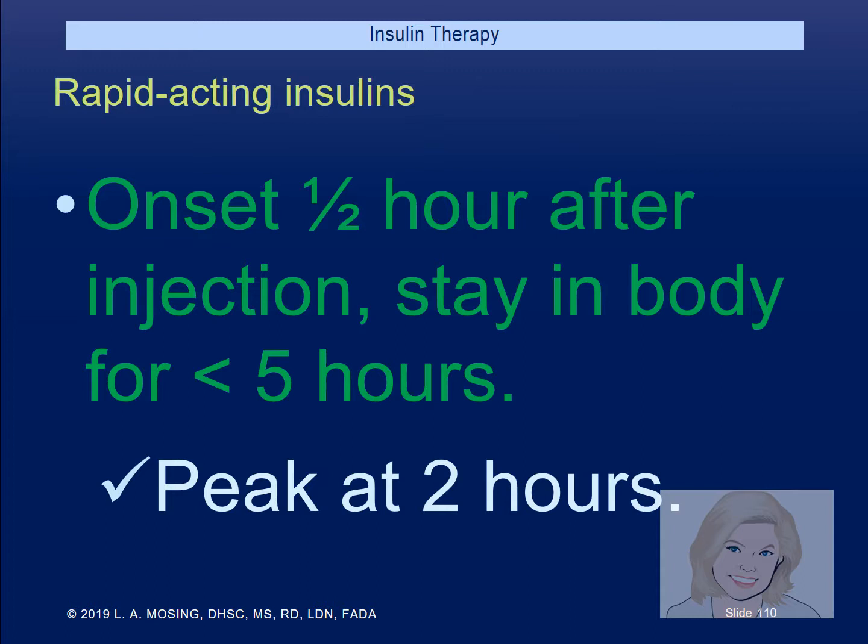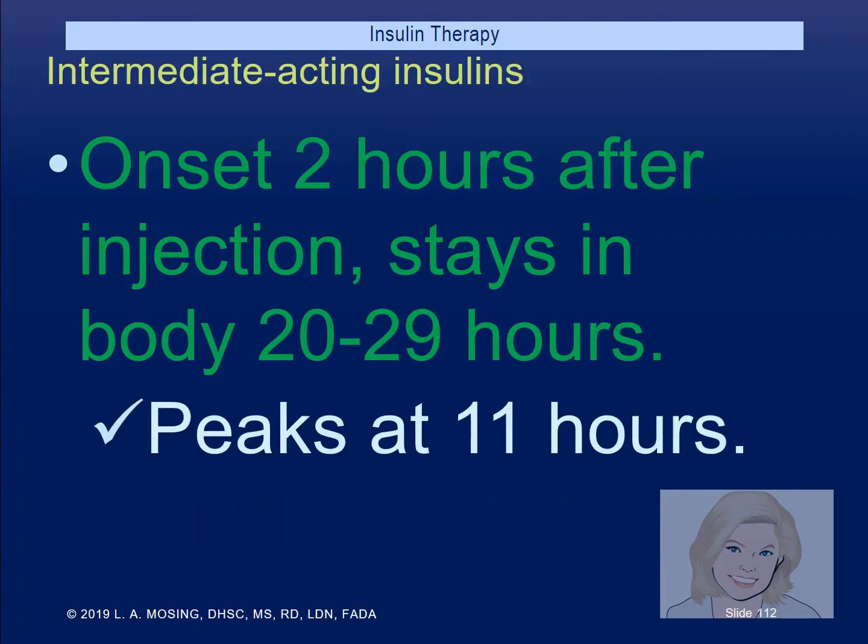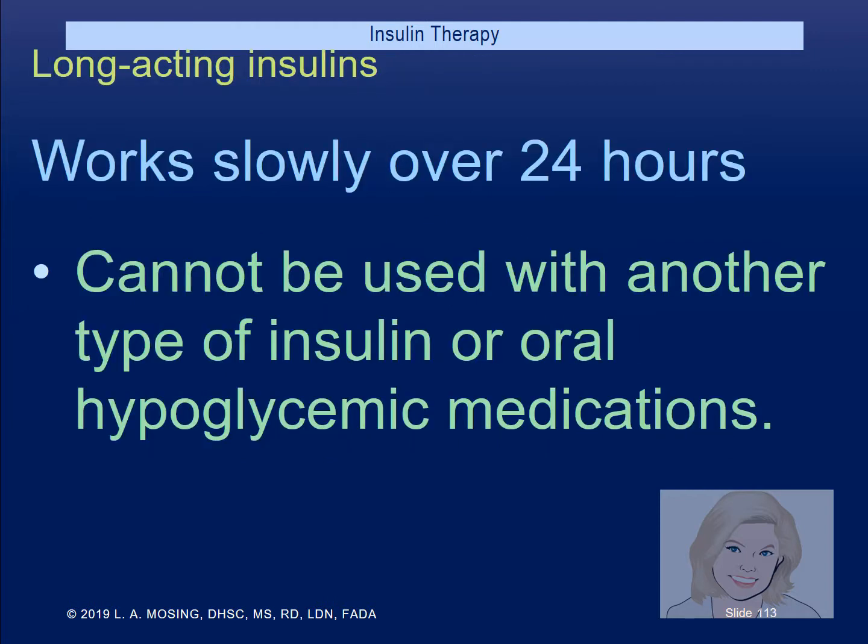So with rapid-acting insulin, onset half an hour after the injection, stays in the body less than 5 hours, peaks at 2. Short-acting, onset half an hour to an hour after the injection, stays in the body 6 to 8 hours, peaks at 3 hours. Intermediate-acting insulin, onset 2 hours after the injection, stays in the body 20 to 29 hours, peaks at 11. Long-acting, just that.